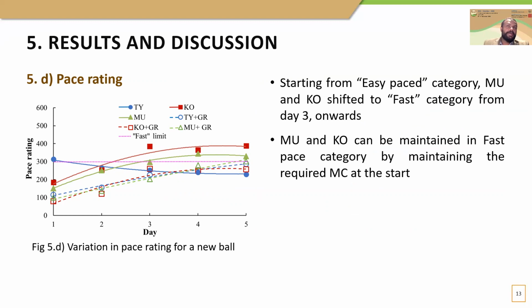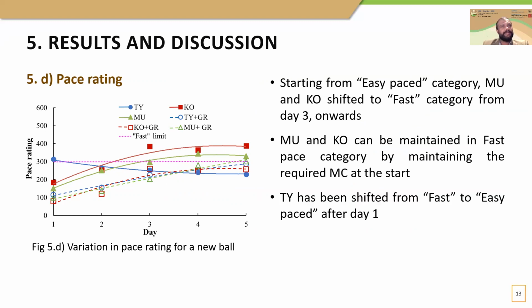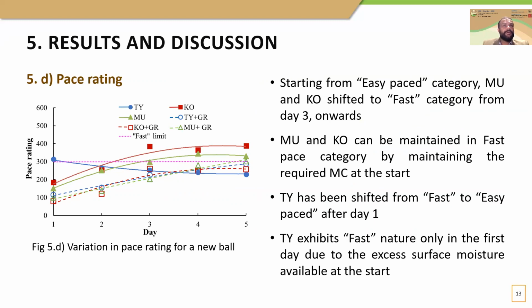Morunkan and Kotowera can be maintained in the fast pace category by maintaining the required moisture content at the start. And Tyrone has shifted from fast to easy pace category after day 1. Tyrone exhibits fast nature only on the first day due to the excess surface moisture available at the start.